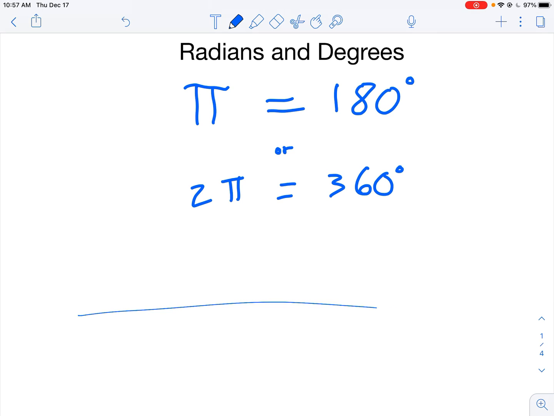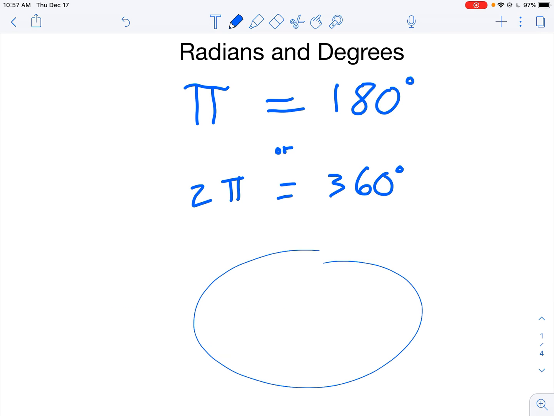So if you're thinking about a circle, if you start over here on the right side and you rotate 180 degrees, you'll be over here, and that would be pi radians. If you continue to go all the way around, that would get you to 2 pi, but that's the same as 360 degrees. So that's the conversion.